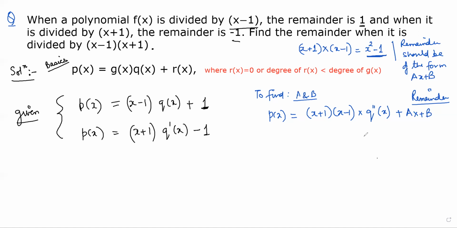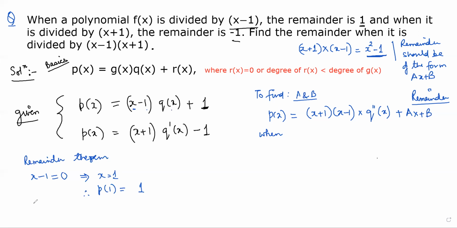Very simple. Now look carefully here: when I divided the polynomial by x minus 1, we apply the remainder theorem. Put x minus 1 is equal to 0. What is the value of x? 1. Therefore p1 is equal to, put 1 here, 1 minus 1 is 0, 0 into anything is 0 plus 1, p1 is equal to 1.